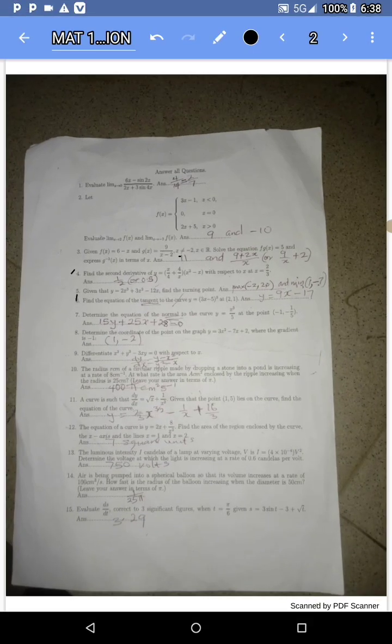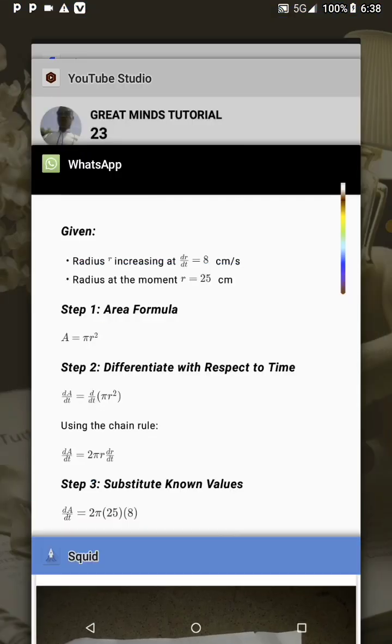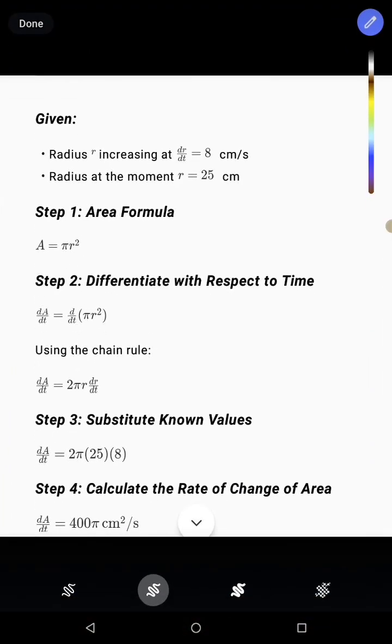I want you to see, they said the radius of a circular ripple made by dropping a stone into a pond is increasing at the rate of 8 centimeters per second. So at what rate is the area enclosed by the ripple increasing when the initial radius is 25? Leave your answer in terms of pi. That's the question.